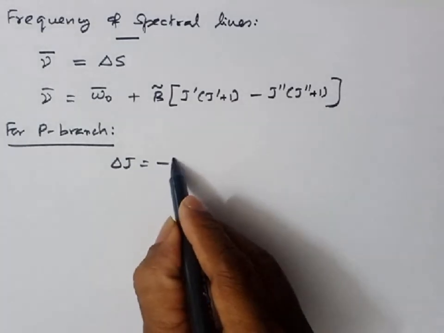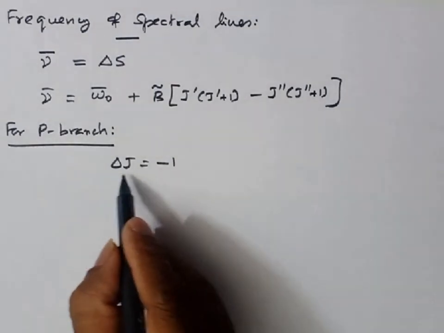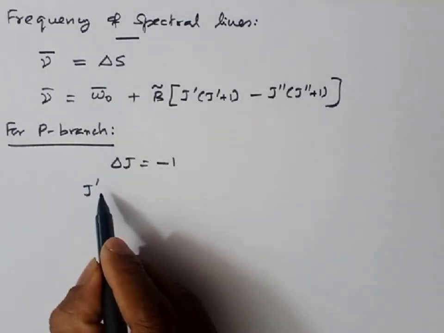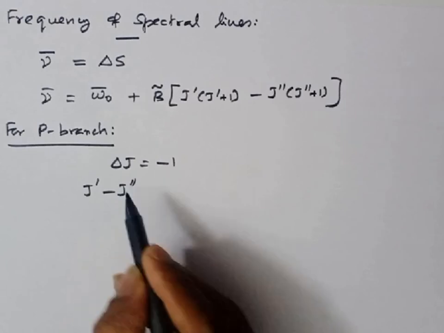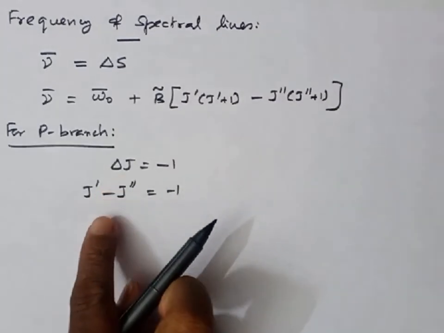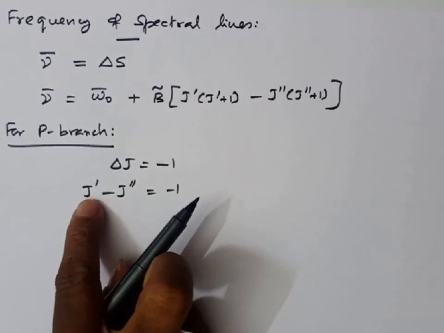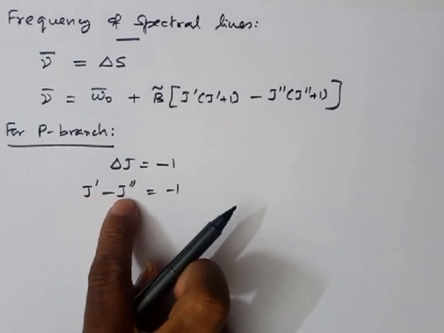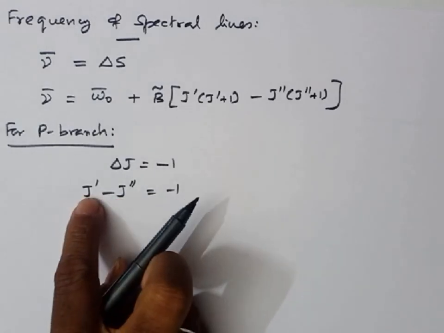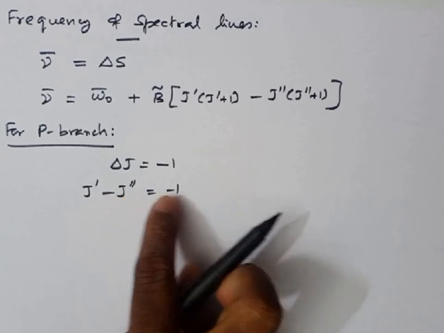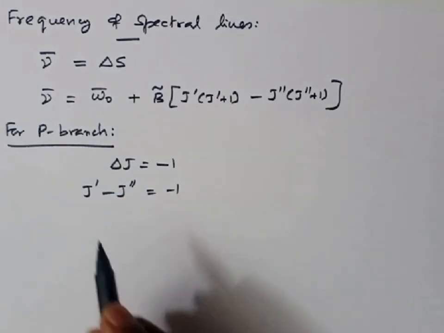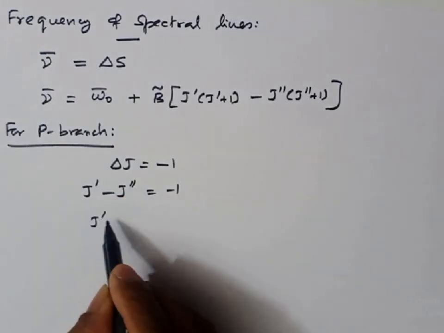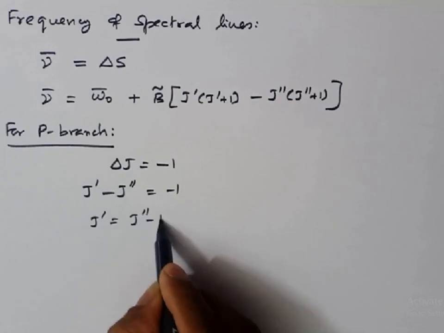Minus 1. Delta J should be minus 1. You know very well, delta J is nothing but J single prime minus J double prime. J single prime is the final state. J double prime is the initial state. So J prime minus J double prime will give you minus 1. Or we can also write this as J single prime equal to J double prime minus 1.